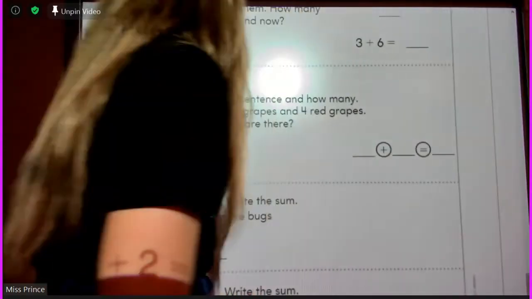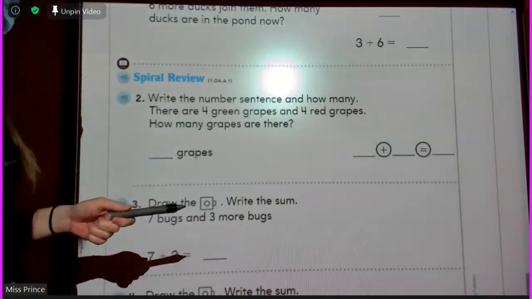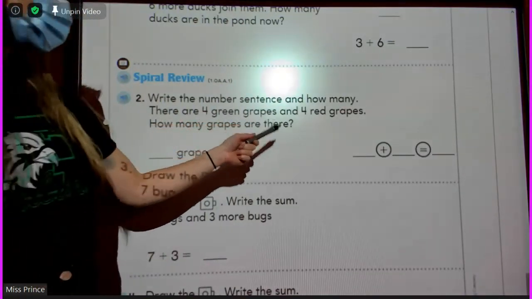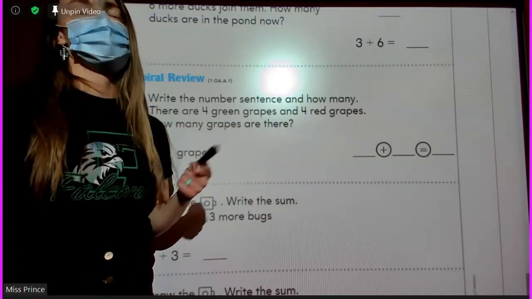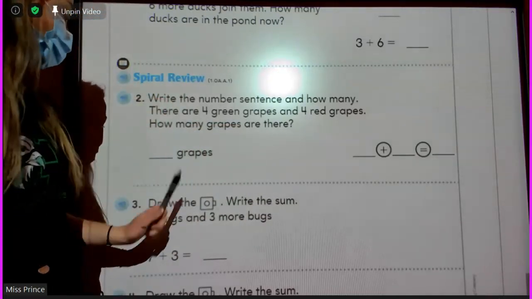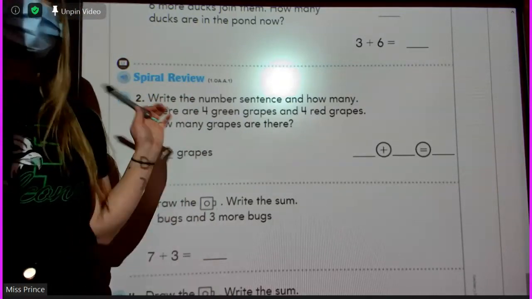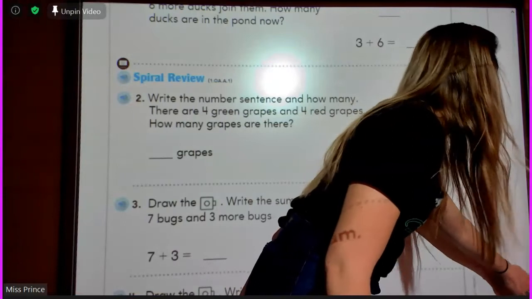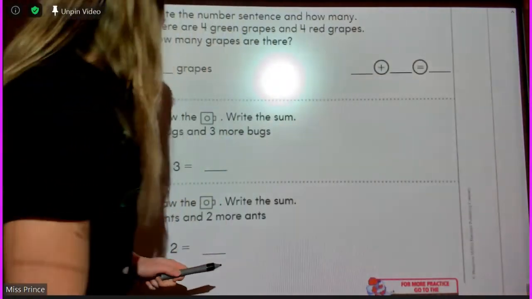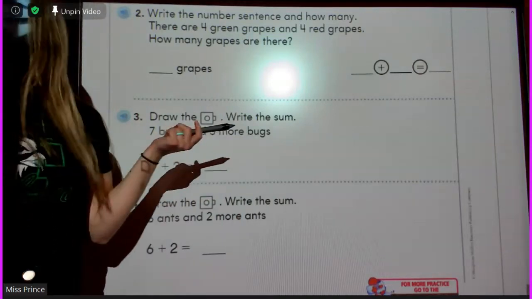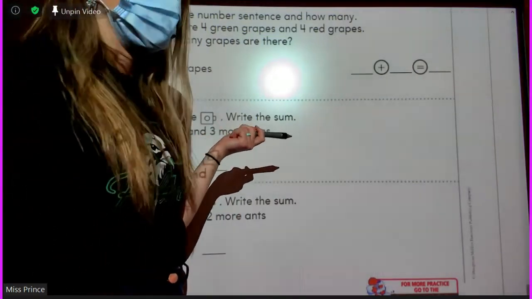Next page. Spiral review. Write the number sentence and how many. 4 green grapes, 4 red grapes. How many together? That's super easy. We can keep that one. Draw the cubes and write the sum. That's super easy. We've already done that before. Everything's easy. Everything is super easy. Draw the cubes, write the sum. Easy peasy.